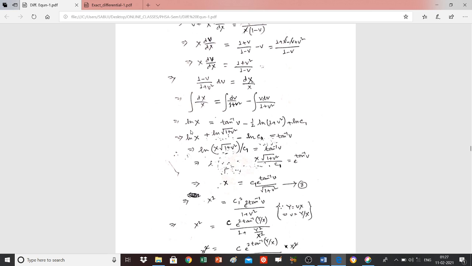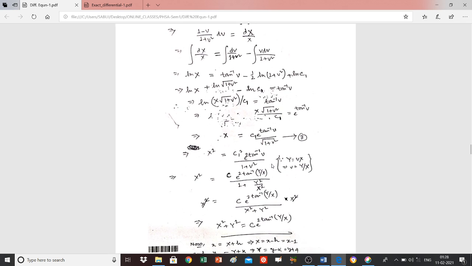So from here you can write log x plus log, and since you can write this as a power of 1 plus v square, you can write simply log root over 1 plus v square, then minus this log c1 tan inverse v. This is the simplification process. Just go through this, and you finally get that x is equal to c1 e to the power tan inverse v by root over 1 plus v square. Just go through this, all the steps are given here.